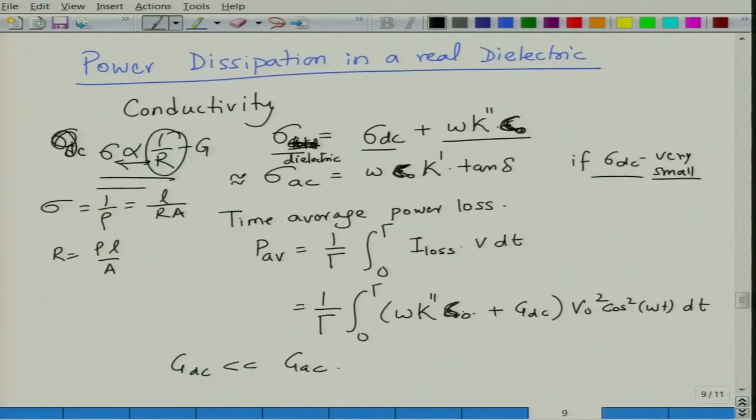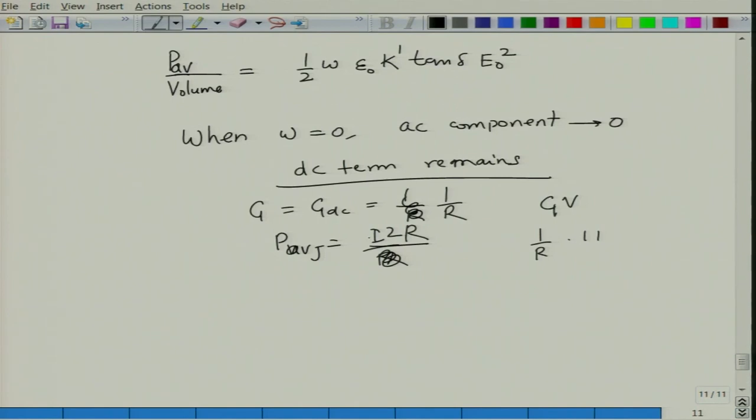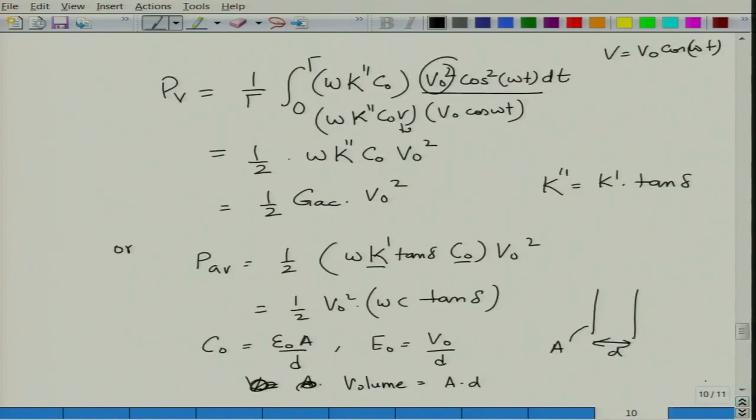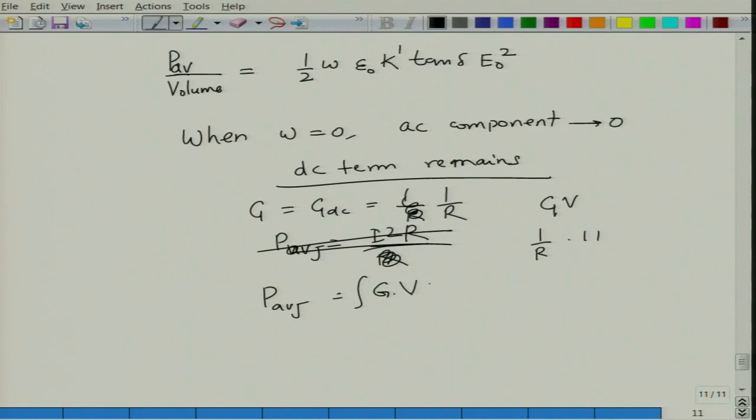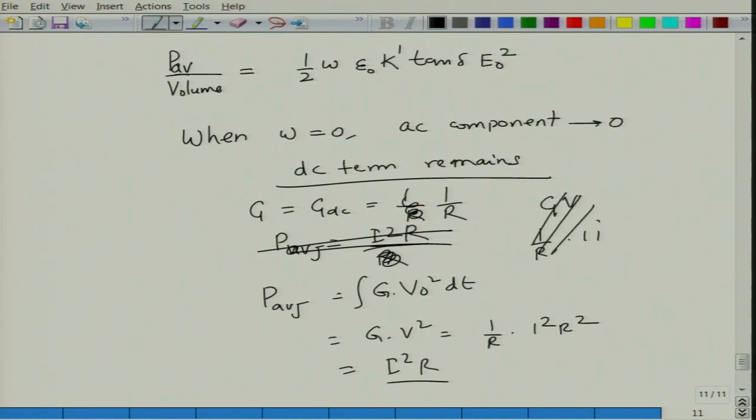So P average will be equal to G into V, integrated over the period, so this will be V naught square whatever it was, dt, right? So this will be equal to G into basically V square, and this will be equal to 1 over R into I square R square. So this will be equal to I square R, okay. So this is the DC loss. This is in the absence of frequency dependent loss, that is when frequency is equal to 0.